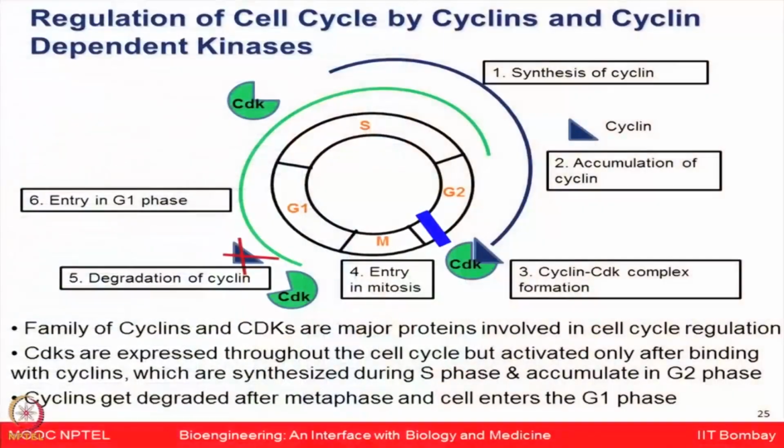So, these are the family of cyclins and CDKs which are very crucial for cell cycle regulation, and these CDKs, or cyclin dependent kinases, are expressed throughout the cell cycle. However, they are activated only when they are bound to cyclins, which are synthesized during the S phase and accumulated in the G2 phase. As I mentioned, cyclins get degraded after metaphase, and the cell enters the G1 phase. In addition to these, there are various external signals which also regulate the cell cycle.